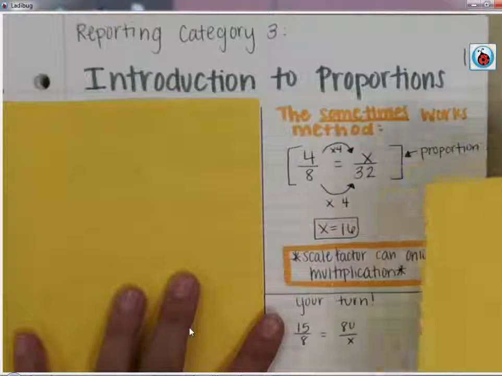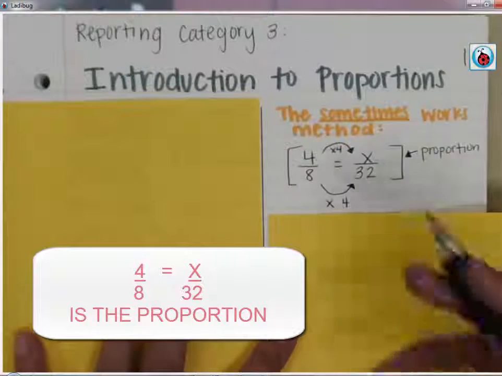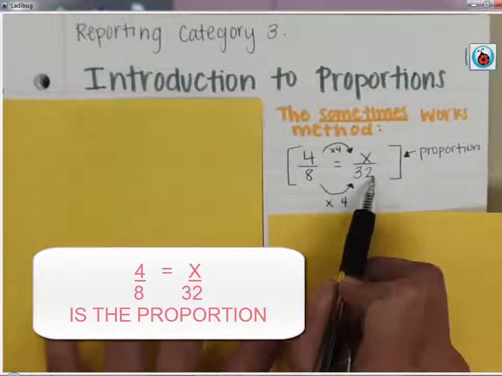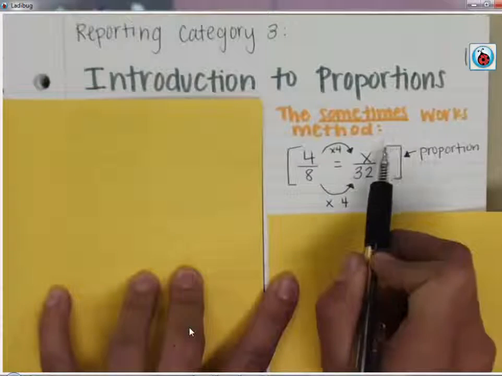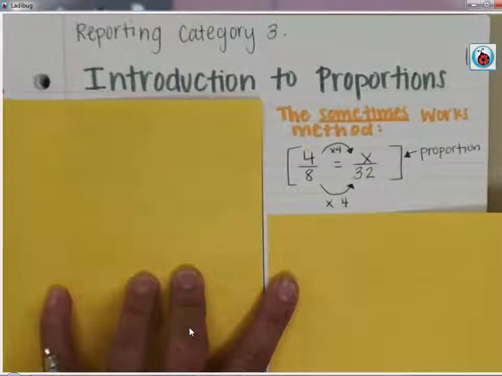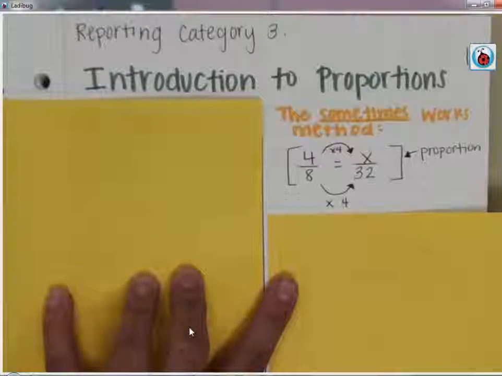So right now, let's look at what a proportion is. A proportion is just 4 over 8 is equal to x over 32. I know y'all saw all of this last year. So this as a whole is a proportion. Now again, please ask your substitute to slow down and pause the video so you guys can get all this written down.